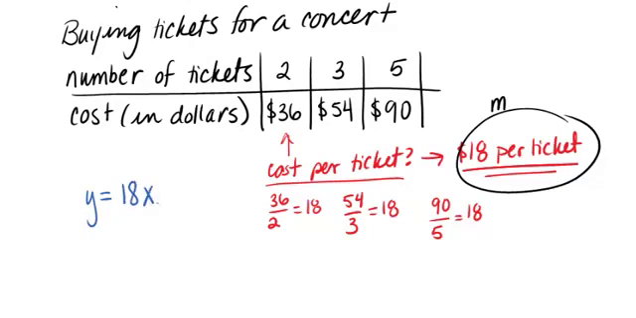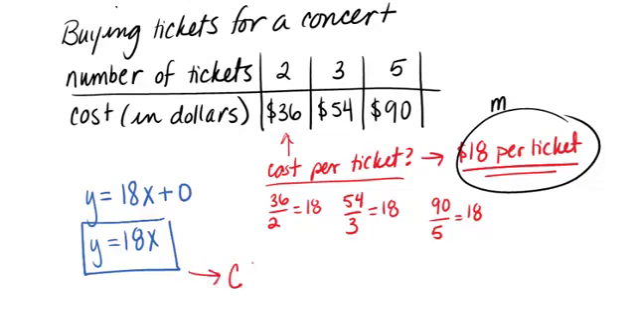Also, we know this should go through the point 0, 0, so we have a y-intercept of 0, because if you buy 0 tickets, you should spend $0. So that point should be on your graph. So we've got y equals 18x. This is our model that tells us how much we're going to pay for tickets. If you want to write this in function notation, you could definitely write cost based on the number of tickets equals 18t. So this would be a way to write it using function form. The cost depends on the number of tickets.